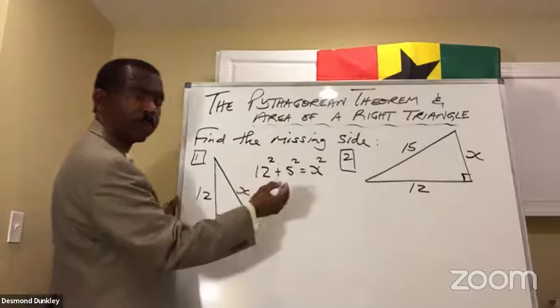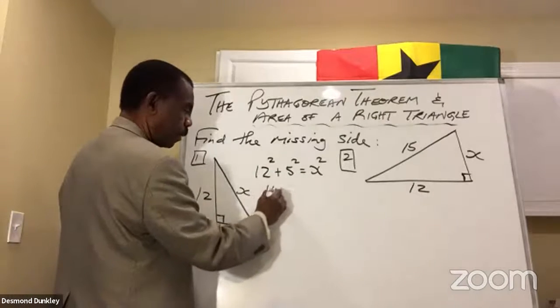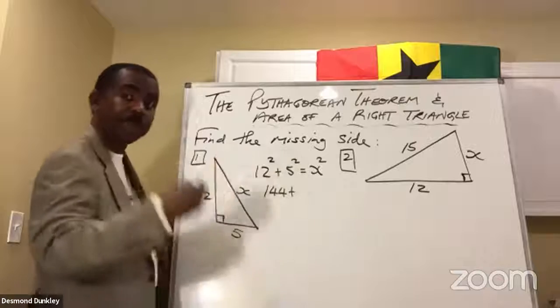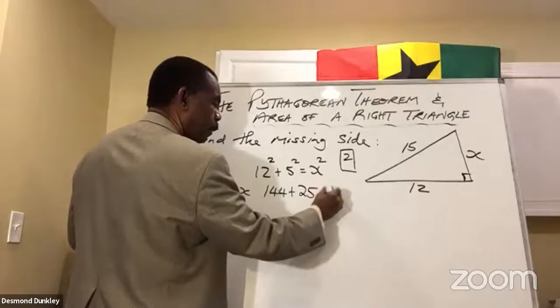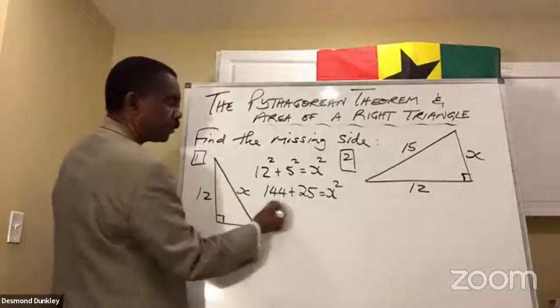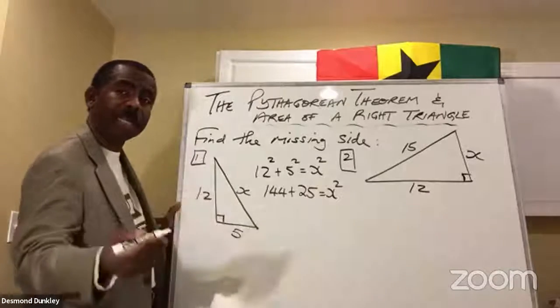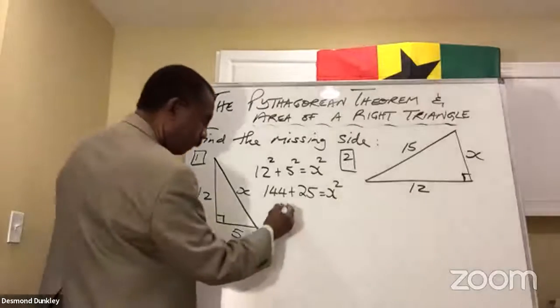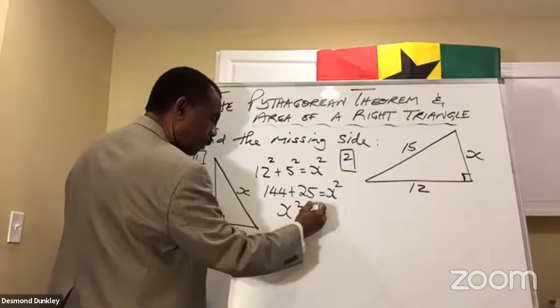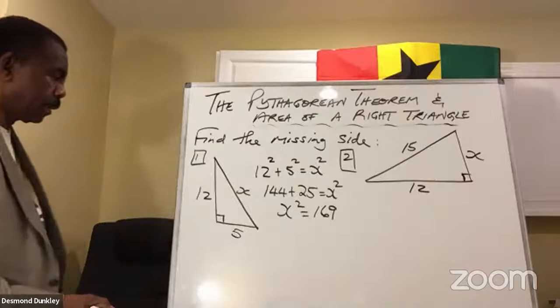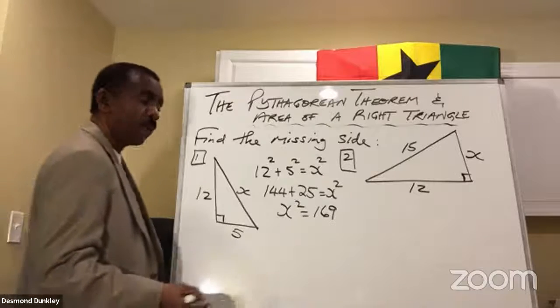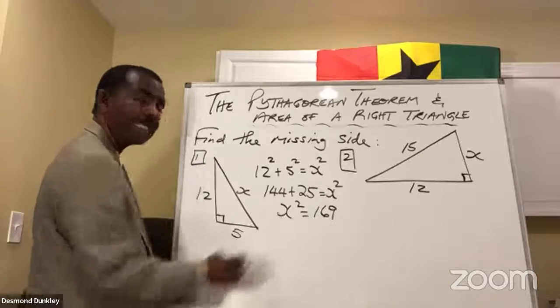And then what is 12 squared? It's 144. What is 5 squared? It's 25. When we add these two together, we get 169. So therefore, x squared is equal to 169. Okay? And therefore, now we need to find what x is.